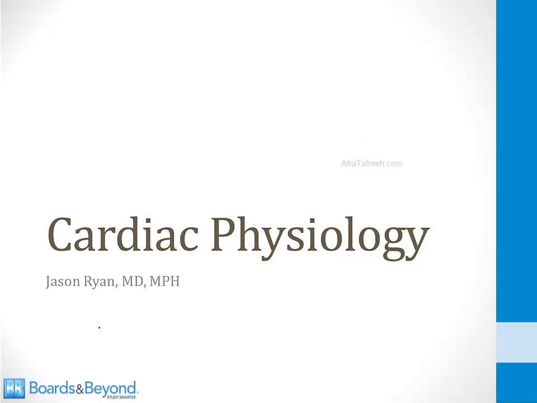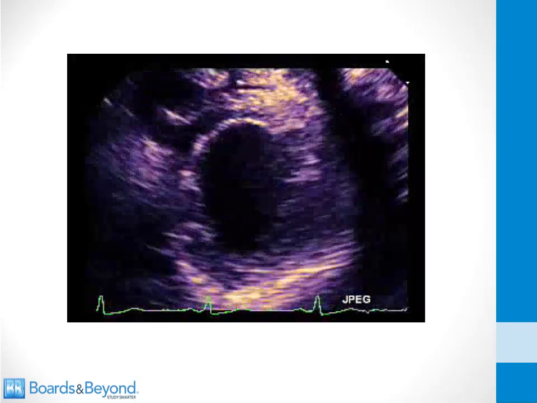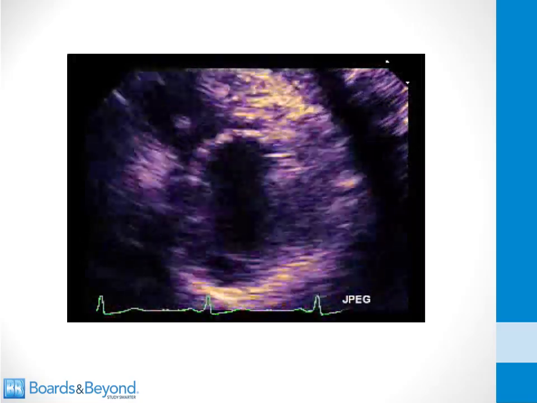Hello everybody and welcome to our module on cardiac physiology. On the screen is an echocardiogram of the left ventricle of a patient's heart.